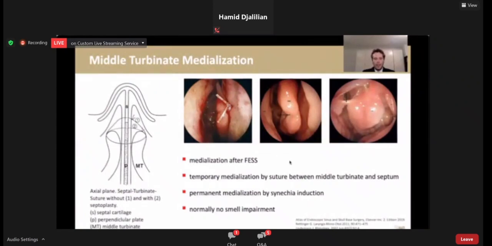This is normally a temporary medialization if you take the suture, but you can also induce a permanent medialization by inducing synechia. Therefore, normally there is an incision done in the septum and also in the middle turbinate, and then afterwards you see a synechia like here, which holds the turbinate more medially. You see this middle turbinate is tending to lateralize, but due to the fact that there is a synechia, it's open enough to have a good view and also a good cleaning function.